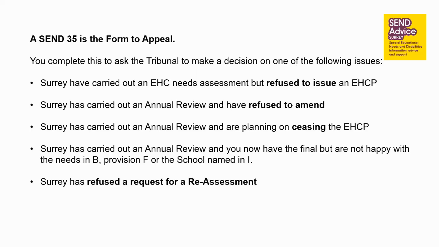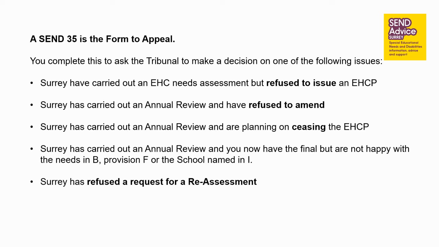A SEN 35 is an appeal form if Surrey have carried out an EHC needs assessment but refused to issue an EHCP, or you've had an annual review and the LA have refused to amend or are ceasing the EHCP, or you've now got the final EHCP and are not happy with the needs in B, provision in F, and the school named in I. Or it could be that Surrey have refused your request for reassessment.